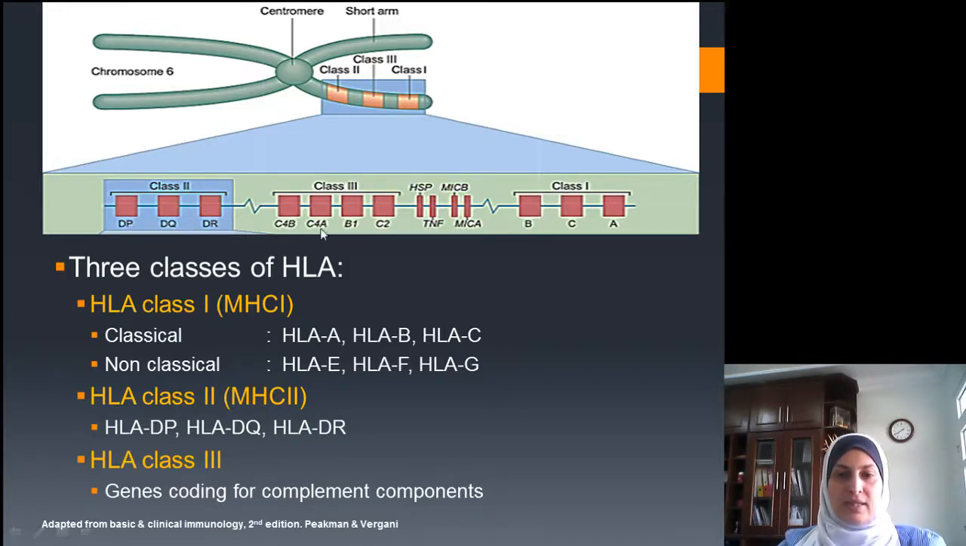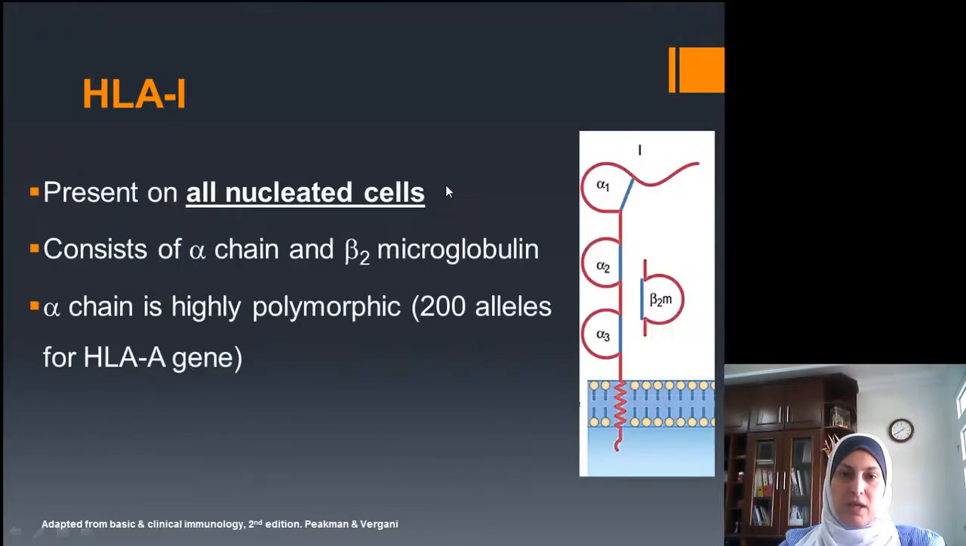Class 3 genes are not related to the receptors presented on the cells. It is related to genes encoding for proteins associated with the complement system. So we are not going to talk about class 3. We will talk about class 1 and class 2, which are relevant to our lecture.